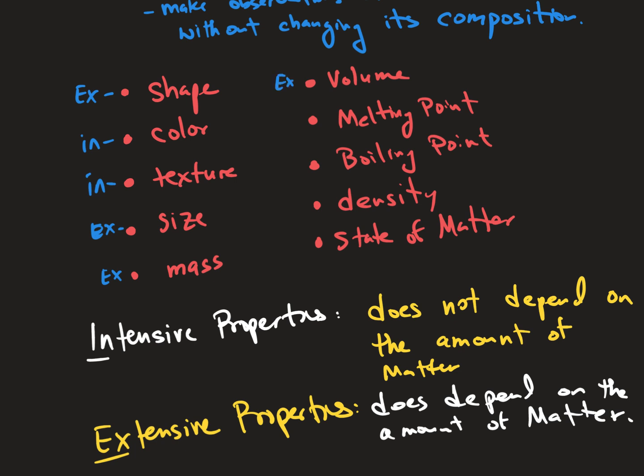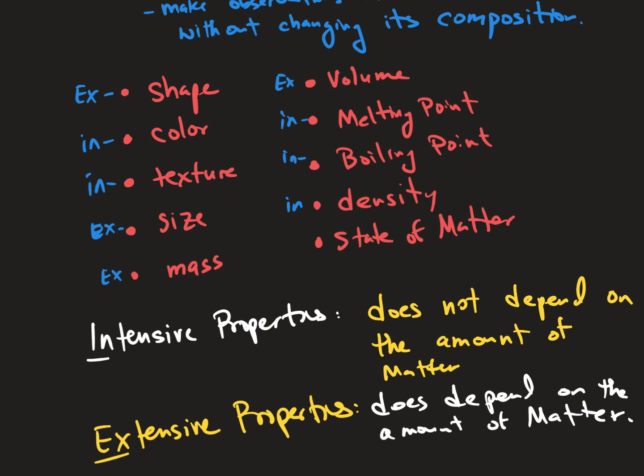Melting point, boiling point. Intensive. Doesn't matter if you have an ounce or a ton, it's going to have the same melting point or boiling point. Density. It's also intensive, even though it's made of mass and volume, right? Mass over volume. Oh, but the ratio of mass and volume is fixed, right? Okay, so that's intensive.